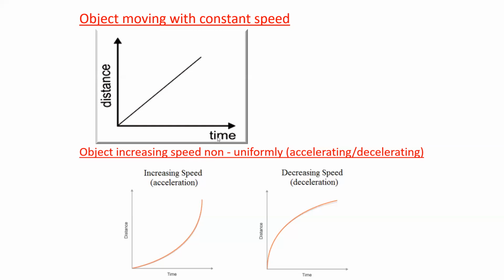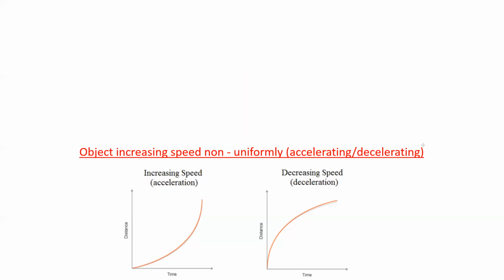Then the object's speed might increase or decrease, which we also call deceleration. Then what will be the shape of the graph for a distance time graph? If the speed is increasing or accelerating, it will be in this manner, the angle will increase, and if it is decelerating, the angle will decrease. I will explain both of them with numbers. So for example, the first one, if the object is accelerating, or we can say speed is increasing.